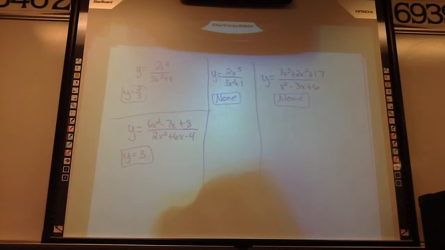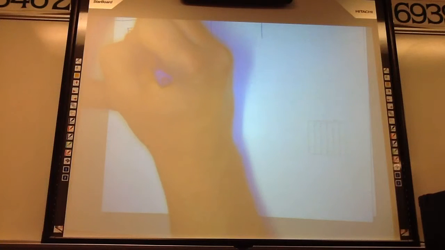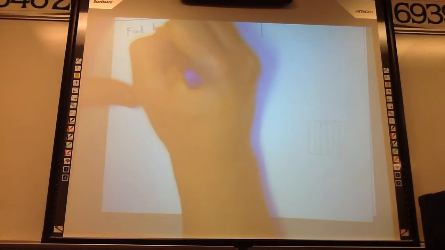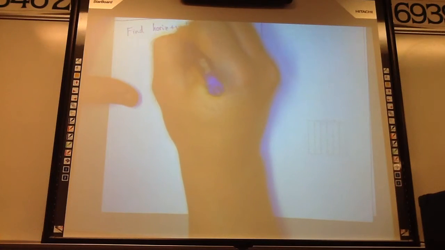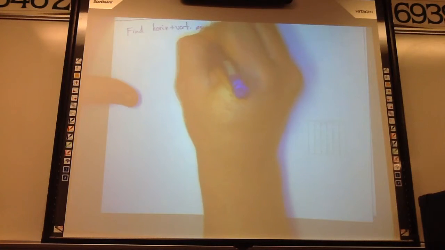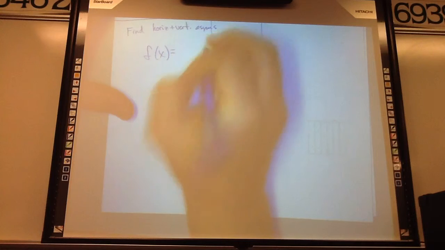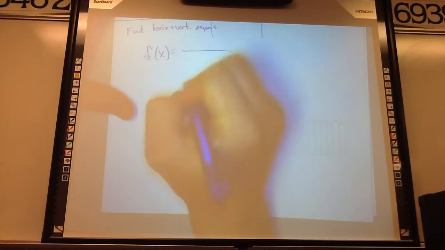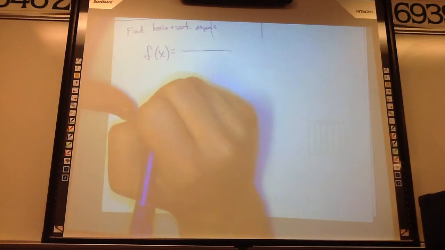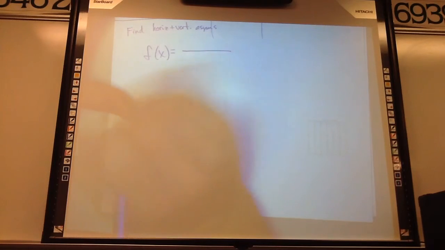Verticals. Could we do verticals? Give you one more. Find the horizontal and vertical asymptotes. Wait, how do you know if there's a vertical again? Can you go over that? Set the bottom equal to 0 and solve for x. If you have a solution, there's a vertical asymptote. No solution, no vertical asymptote.